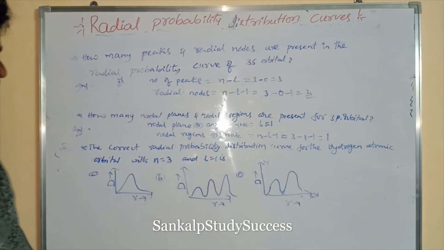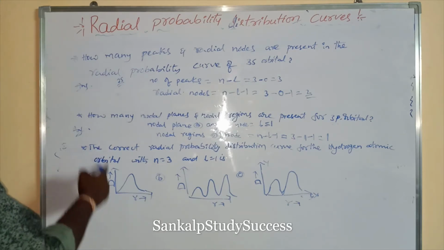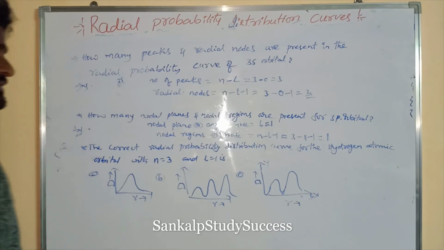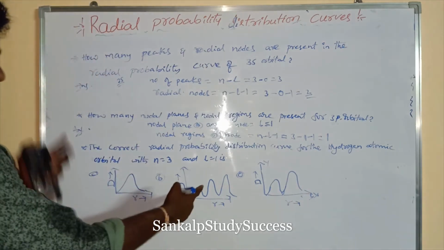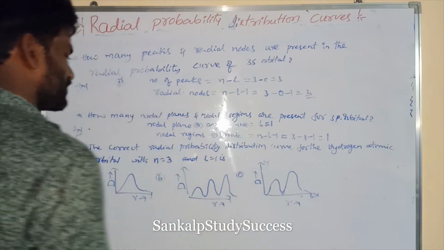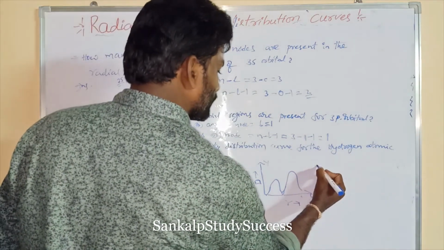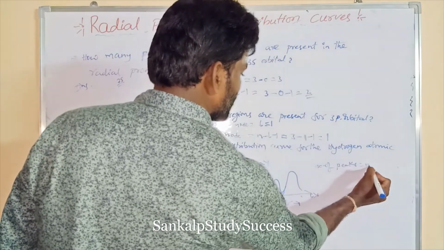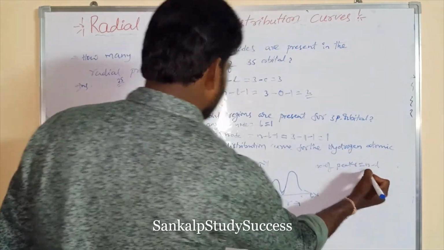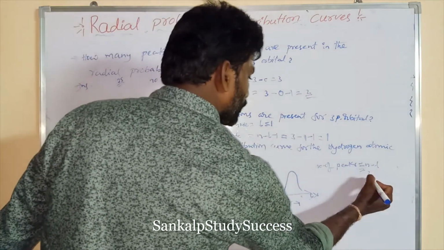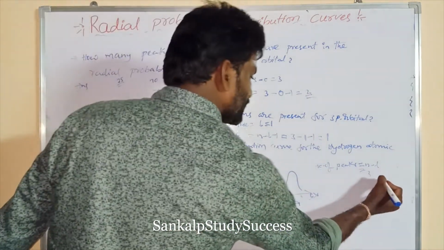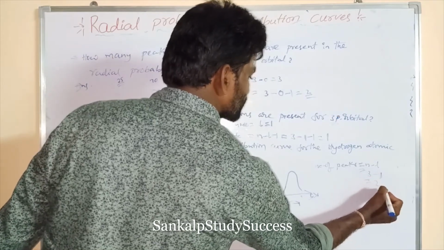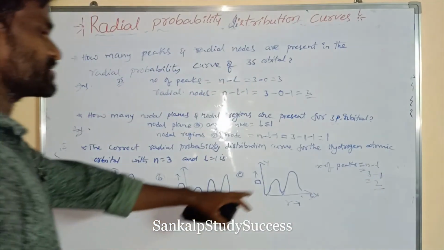Okay, some radial distribution curves are given. Here D is the radial probability and R is the radial distance. Here 1 peak is observed, here 3 peaks are observed, here 2 peaks are observed. We know that the number of peaks is equal to n minus L. What is the n value? 3. What is the L value? 1. So 3 minus 1 means 2.